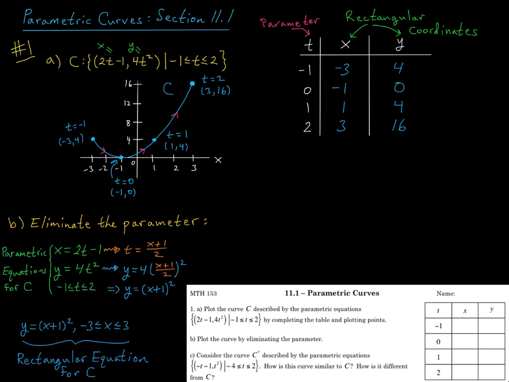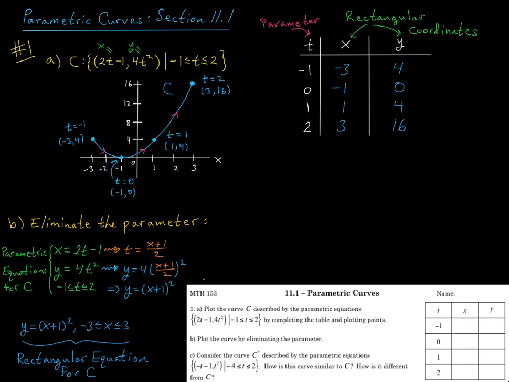Now we refer to these equations, where here I'm including the bounds on t, as parametric equations for this curve C. This relationship in terms of x and y, not making reference to the parameter t, we refer to as a rectangular equation for C. Note also that I have to put bounds on x because we're just describing a portion of the parabola, not all points satisfy this relationship.